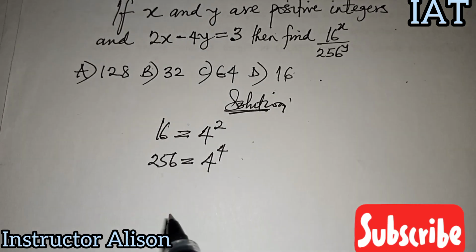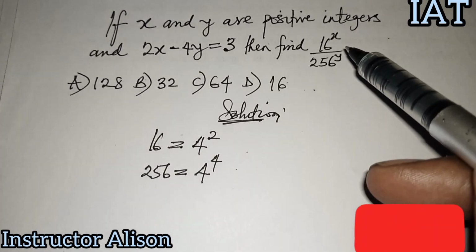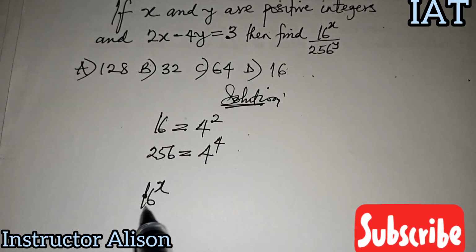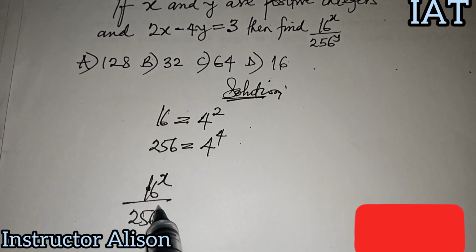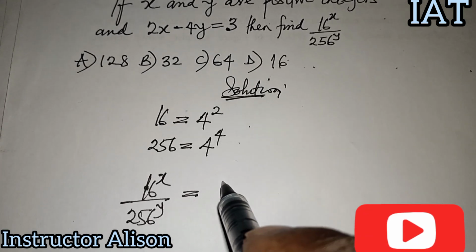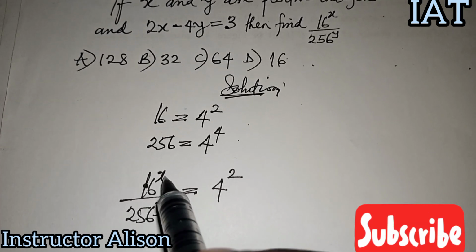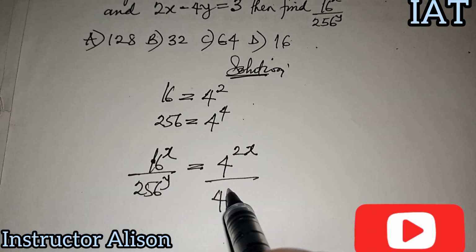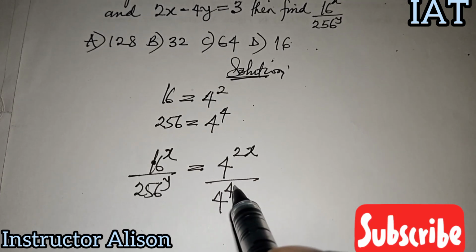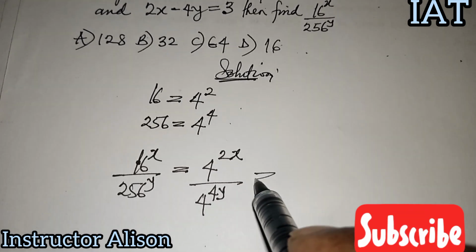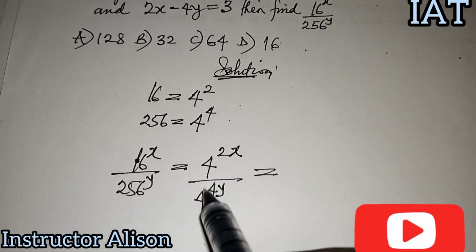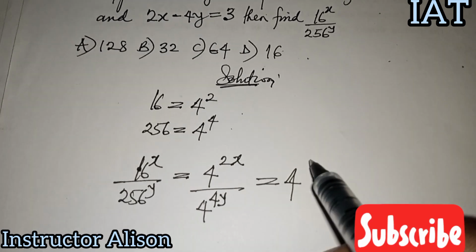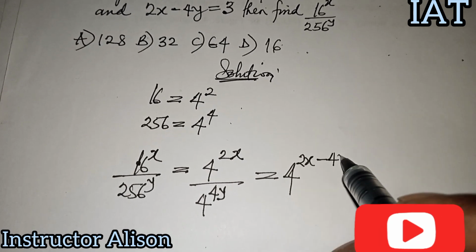Because they both have the same base, if we do direct substitution into the problem, we have that 16 to the power of x all over 256 to the power of y will be the same as 4 to the power of 2, which is for 16, and for this x, you just need to add it there, all over 4 to the power of 4. Because we have y already as a power, we have to add it. So now, because we have the same base, according to the division law of indices, you just need to take one of the common base and then subtract the powers, which is 2x minus 4y.